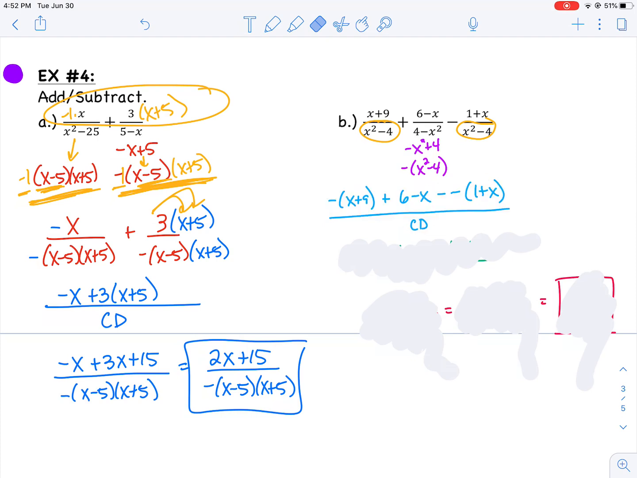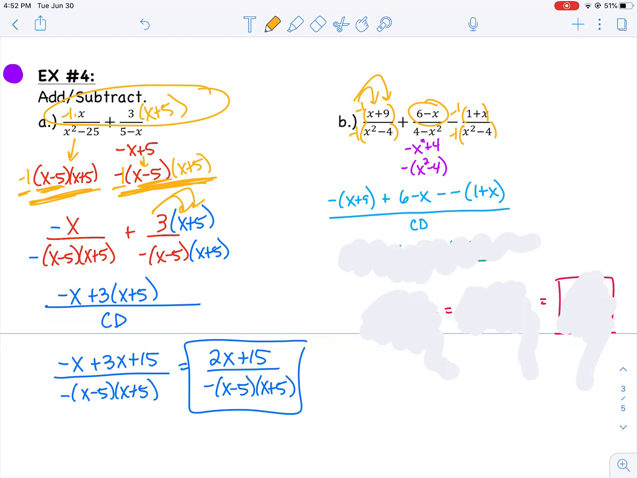So that means the first one needs a negative 1. Well, let me erase this. The first one needs a negative 1 on top and bottom, and this third fraction needs a negative 1 on top and bottom. Now everybody has a negative 1 and an x squared minus 4 as their common denominator. Since they have a common denominator, I can smush them together into 1, but I need to make sure that I take this negative 1 and I distribute it.